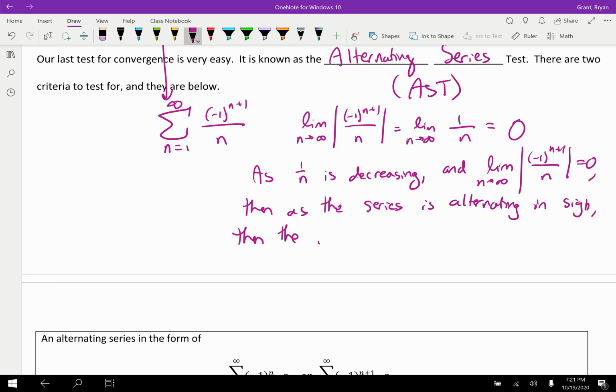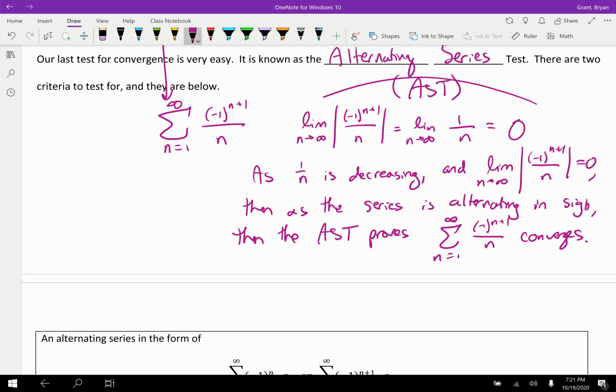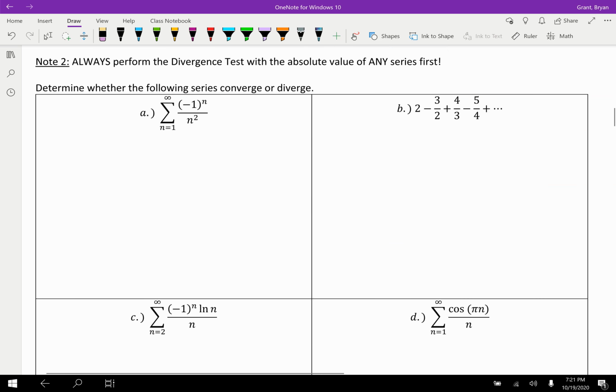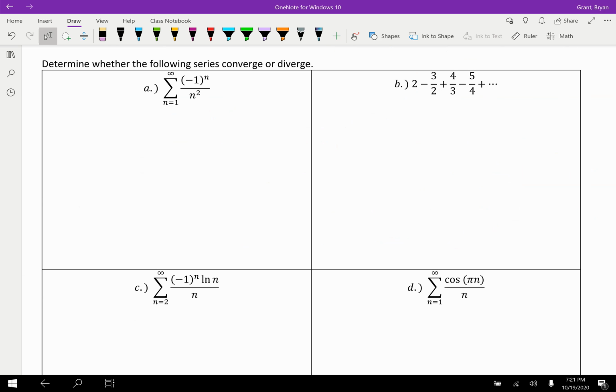Then the AST, Alternating Series Test, proves the sum from n equals 1 to infinity of (-1)^(n+1) divided by n converges. And that's it. Very, very quick. Basically, does the limit become 0? Does the series alternate in sign? Awesome, you're good to go. Nothing bad. So let's look at a couple more of these then.